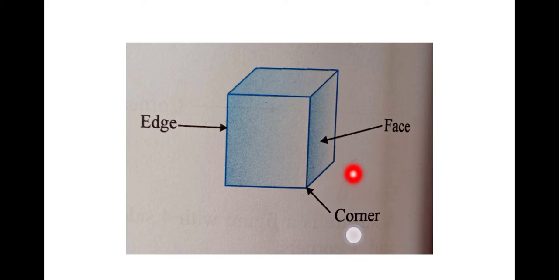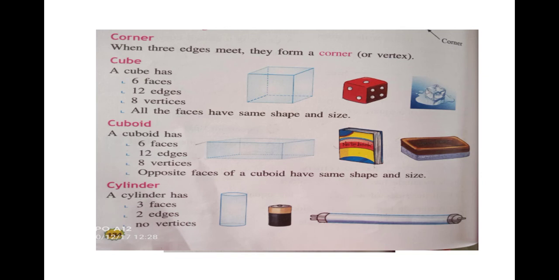Understand? Here also in the same way. See, here one edge is coming from this side, another one from this side, and another one from this side. So it is forming a vertex. Understand, children? So this is the way to count the number of edges, faces, and corners. Now let us learn how many corners are there in a cube, cuboid, cylinder, sphere, and cone.